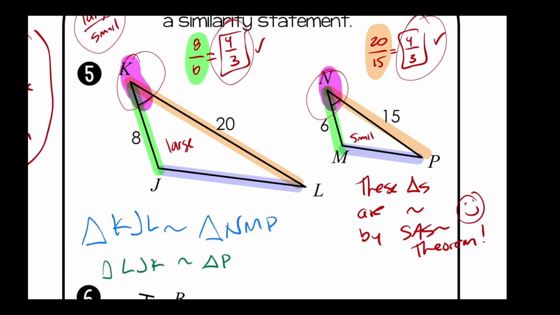J matches up with M. Yep, it matches up with M. So I'll put M second. And then what does K match up with? Got to put that last. K and N. That's right, K and N, because look at that, they're the matching ones. So I put N last.